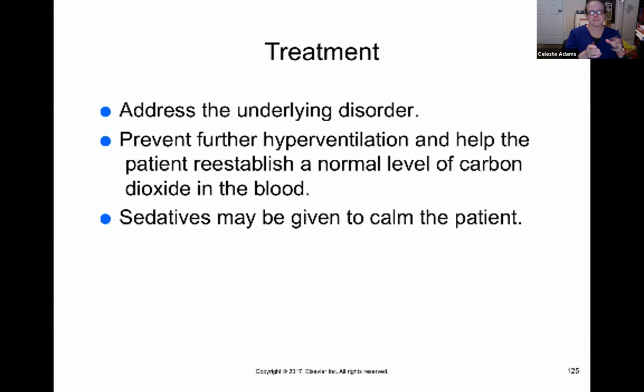So we need to be careful about sedating those particular patients. But if the hyperventilation is severe enough, then we need to get the breathing down, and we may need to give them the sedatives to help them stop hyperventilating so they can retain CO2. Retain CO2, CO2 gets in the lungs, you reverse the respiratory alkalosis.